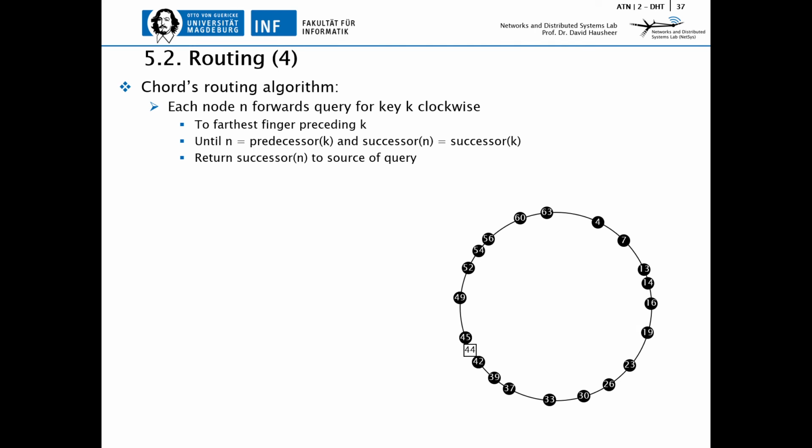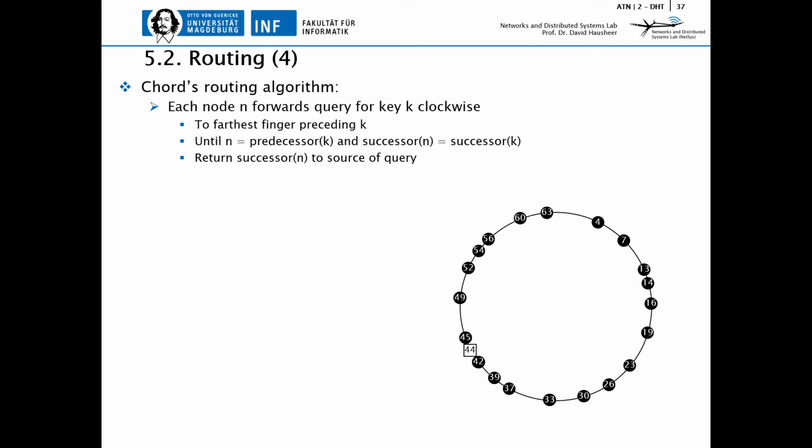Now let's look at a bit larger Chord network here, and let's look at how the routing algorithm works in this case. The basic definition of the routing in Chord is that every node n forwards the query for key k clockwise in the network. And it does so by sending the query to the farthest finger that precedes k. And it does so until n is equal to the predecessor of k, and the successor of n is equal to the successor of k.